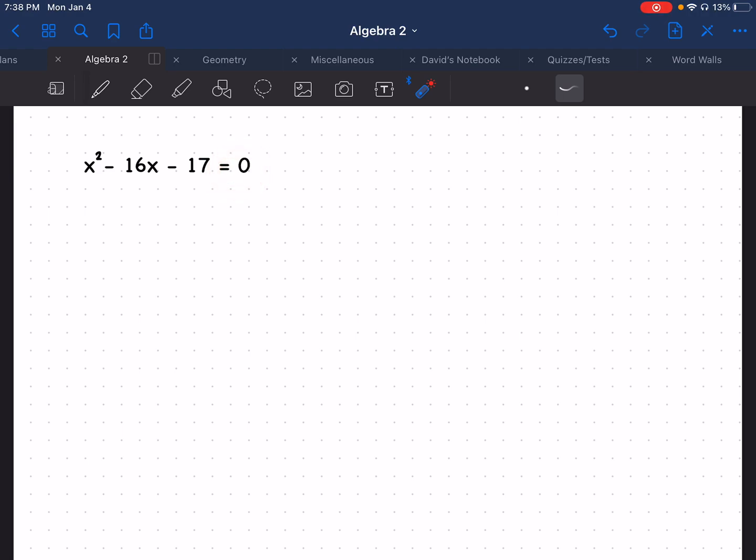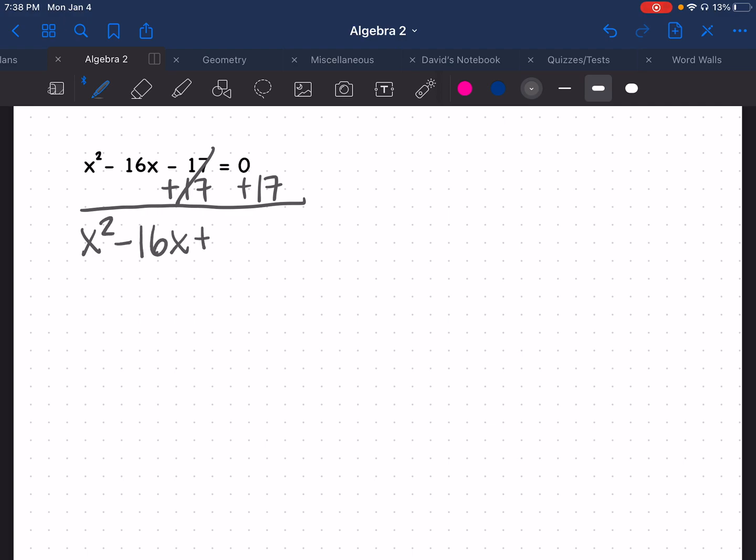So the first thing I need to do here is take this minus 17 and move it to the other side. So I'm going to go ahead and add 17 because otherwise I cannot complete the square. I'm going to go ahead and leave space for my completing the square fraction. And 0 plus 17 is 17, and I'm going to leave space for my fraction on the other side as well. I'm going to come in here with my 2's, and now I'm going to go back and figure out what b is. Well, here is my b, negative 16, so I'm going to put that.